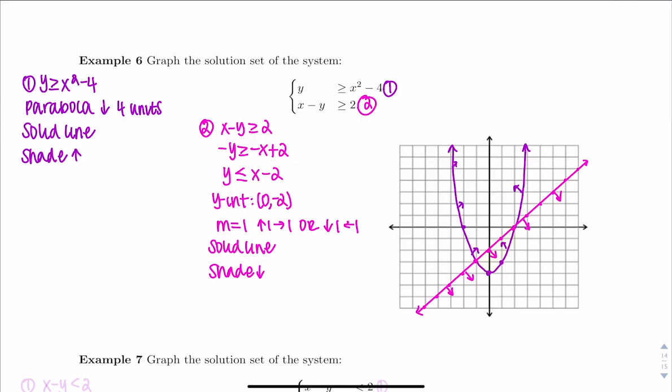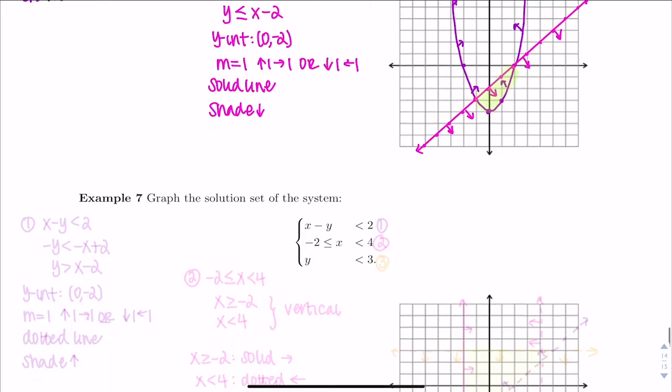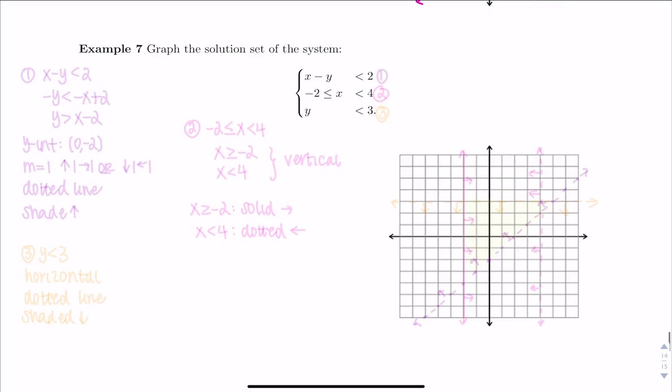And so again, we want to see where the arrows are pointing, and it's at the bottom of the parabola underneath the line, this little sliver. And that is your solution set. And for the last one, now we've got 3 equations, but it works exactly the same way. We've got equation 1, equation 2, and equation 3.